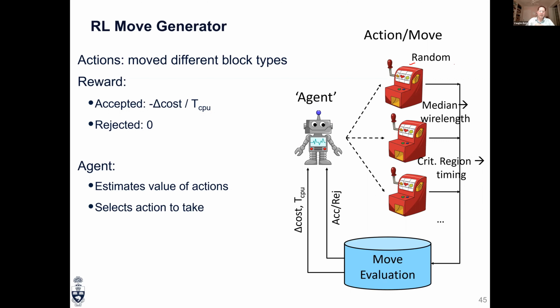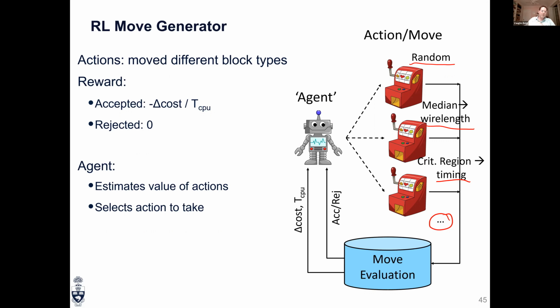So it could be classic random moves. There's a type of move called the median move that optimizes wire length, a type of move called critical region that tries to straighten out critical paths that improves timing, and more, right? I'm only telling you about a few of the moves. We coded up a whole bunch of different types of moves, some from the literature, some that are variations or new, and then have the reinforcement learning agent try to figure out when should I use these on different circuits and at different points during optimization.